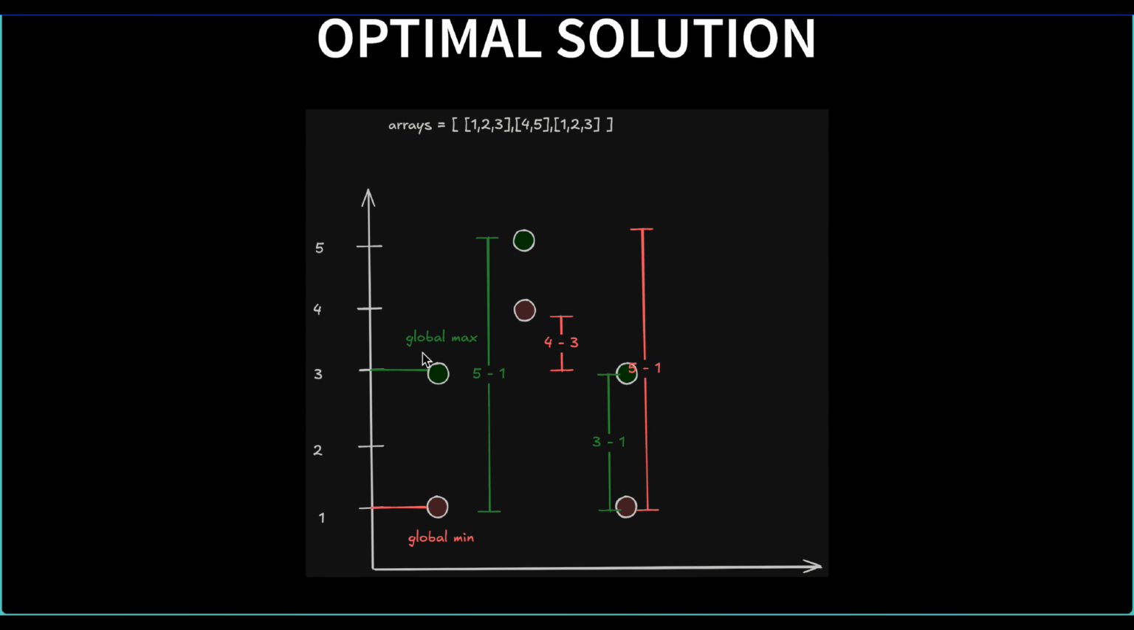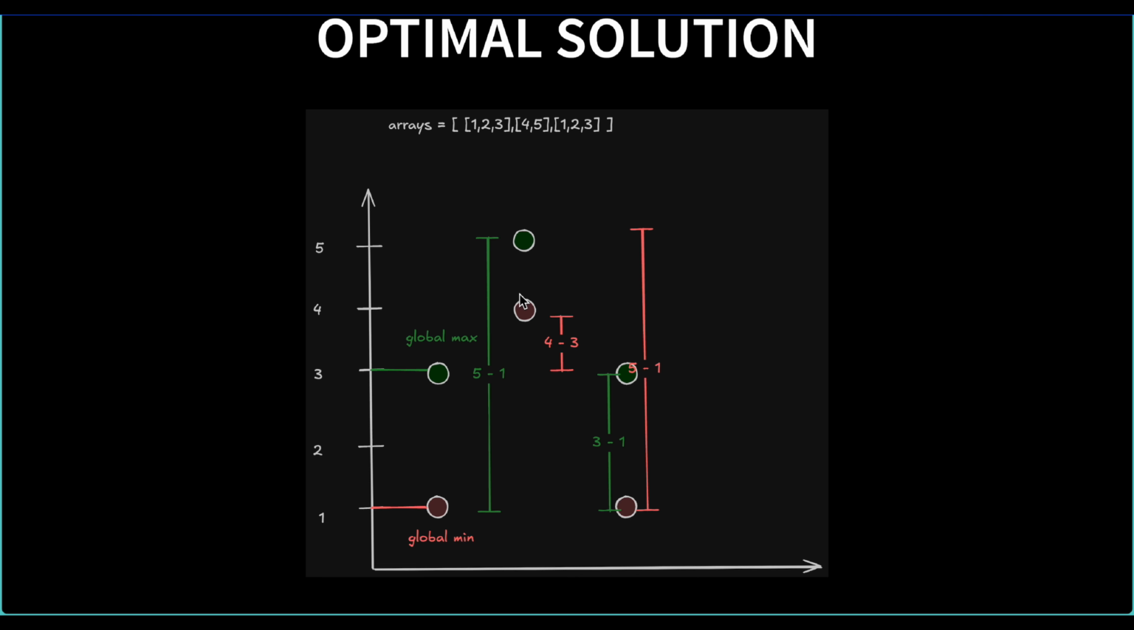We start with the first element and define our global maximum and minimum, because we need at least two arrays to find the maximum distance, right? So from the first array, we take the global maximum as 3 because that's the maximum element we had, and the global minimum as 1. Now we go to the second array. We only care about the maximum and minimum, right? So here we can see that the current maximum is 5 and the current minimum is 4.